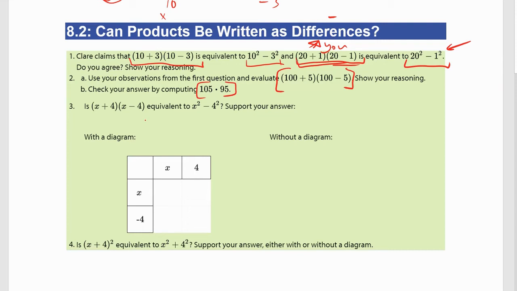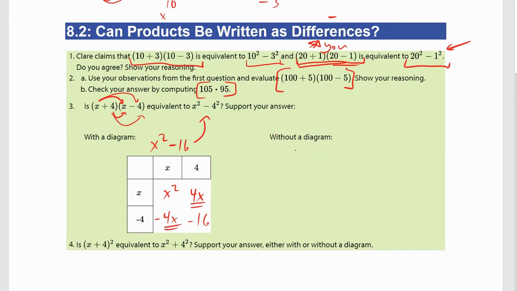All right, so number 3, is x plus 4 times x minus 4 equivalent to x squared minus 4 squared? Support your answer. So with the diagram, we know that x times x happens when you distribute the x over here. You get x squared. When you distribute the x to this negative 4, you get negative 4x, right there. And when you distribute the 4 to both of those terms, you get 4x. And 4 times the negative 4 is negative 16. Notice how the x values right here and here cancel each other out. All that would be left is x squared minus 16, which is actually the same as up there. So yes, they are equivalent.